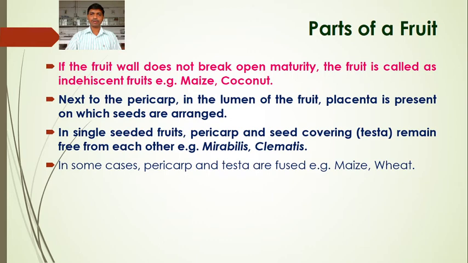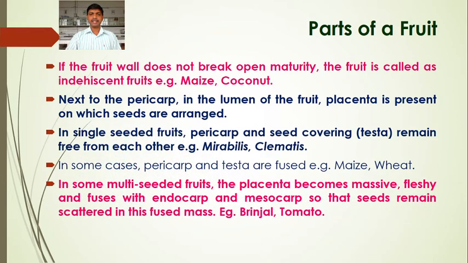What is meant by lumen? Lumen is the empty space of the fruit where the placenta is present on which seeds are arranged. In the case of single seeded fruits, the pericarp and seed covering, that is the testa, are free from each other. For example, Mirabilis, Clematis gaureana. In some cases, the pericarp and testa are fused. For example, maize, wheat. So these are the two conditions that we saw here.